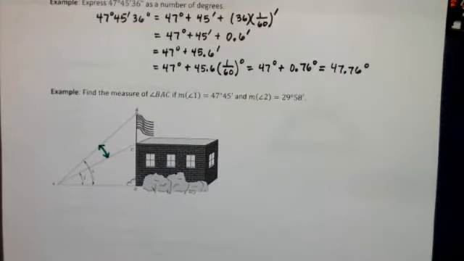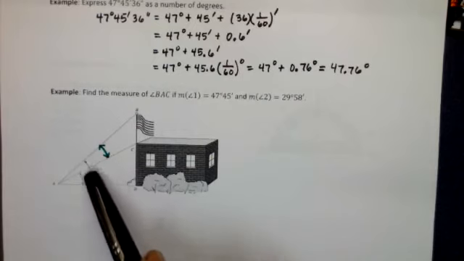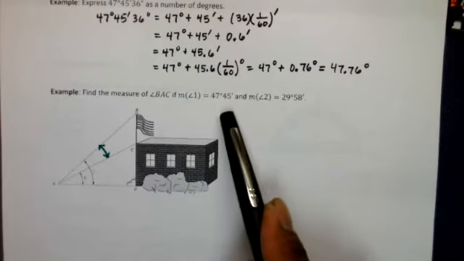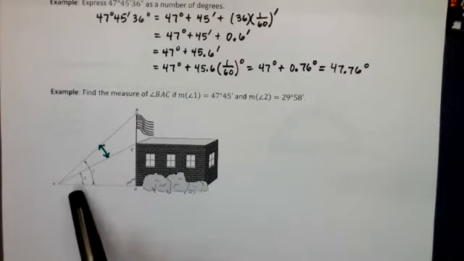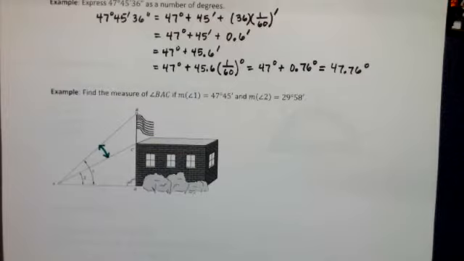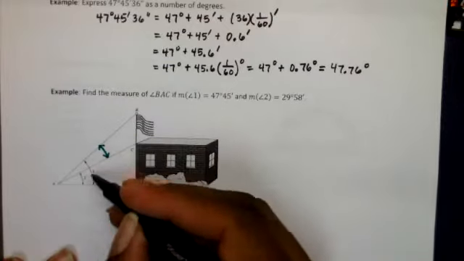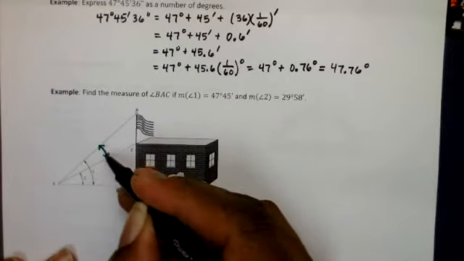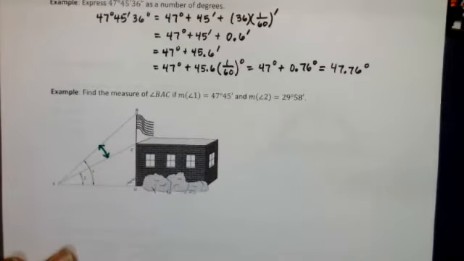And I already know what the measure of angle 1 is. That's this whole angle right there, 47 degrees, 45 minutes. The measure of angle 2, that's this angle part right there. That's 29 degrees, 58 minutes. In this case, I'm going to have to do a little subtraction. Subtract this angle minus that angle will give me the angle that I have marked in green.